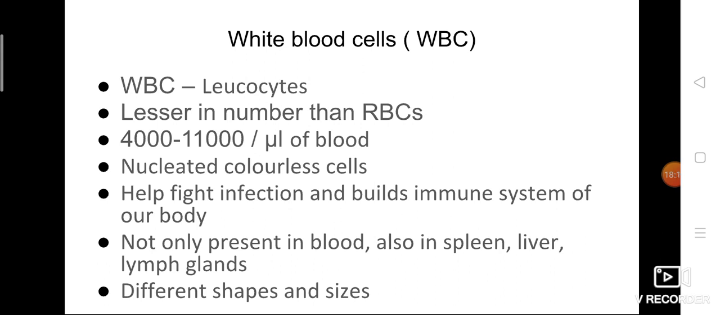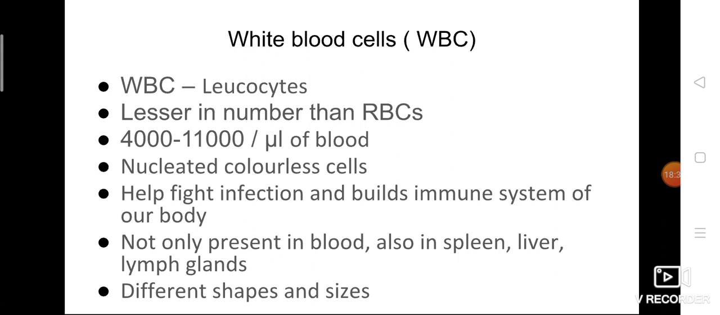Okay, so while studying RBC and WBC, compare and study, then only it will be easy for you. We can compare in abundance. WBCs are large in size and lesser in abundance. RBCs are small, and the number of RBCs in 1 microliter of blood is 5 million. Here it is 4,000 to 11,000.